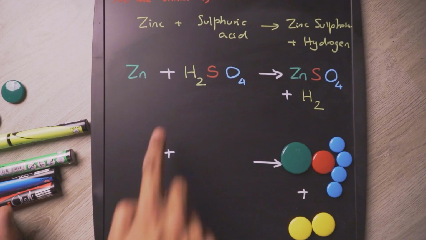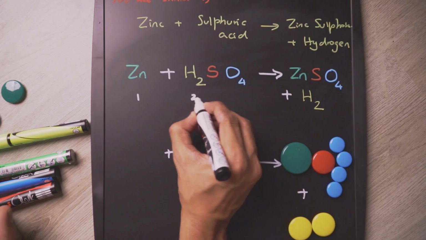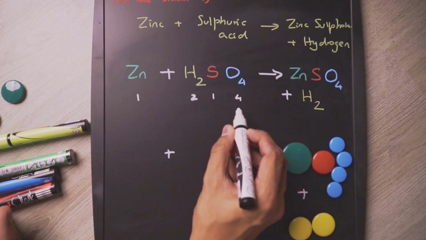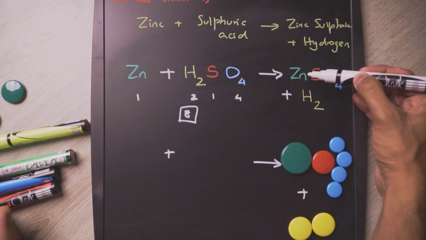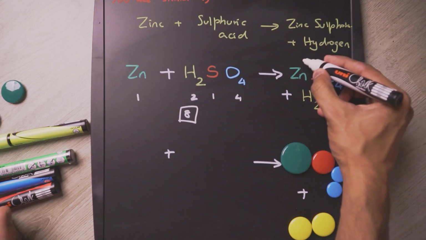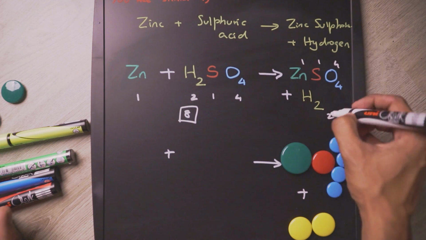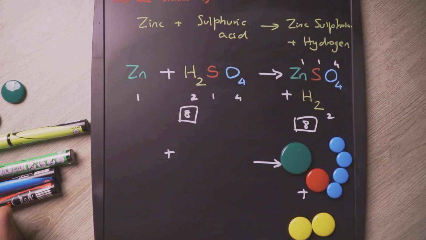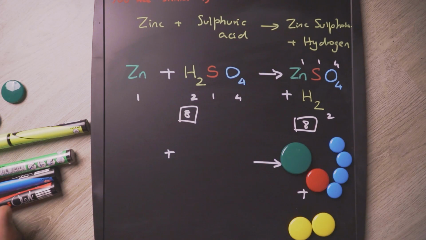If you count the total number of atoms on the left hand side, here zinc has 1, hydrogen has 2, sulfur is 1 and oxygen is 4: 4, 5, 6, 7, 8. So there are 8 atoms on the left hand side. On the right hand side you have zinc, which is 1, sulfur is 1, oxygen is 4, hydrogen is 2: 4, 5, 6, 7, 8. There are 8 atoms on the right hand side. If the total number of atoms, 8 on the left hand side, matches the total number of atoms, which is 8 here on the right hand side, the equation is a balanced equation. There's nothing for us to do.